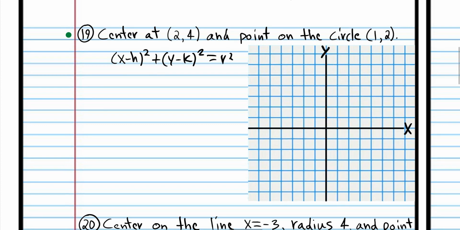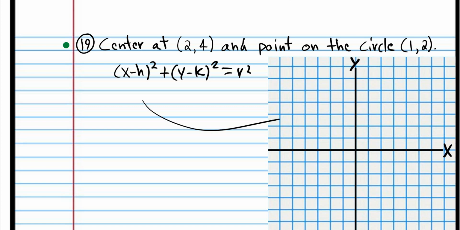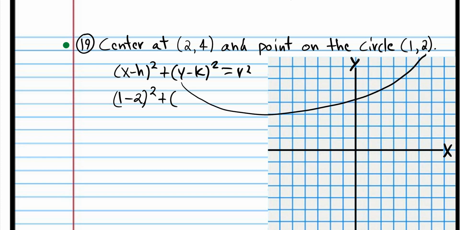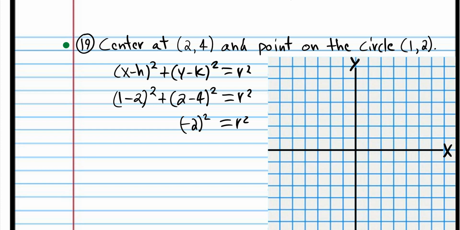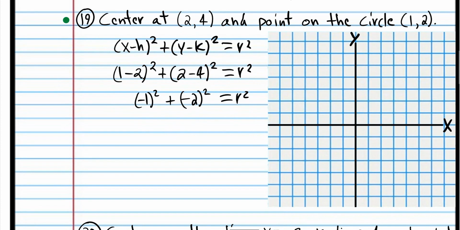Okay, we're back. So an x value of a point on the circle is 1. The x value of the center is 2. And the y value of the point on the circle is 2. And the y value of the center is 4. And we can use that information to find r squared. So we get 1 plus 4 is 5. So r squared is 5. So now we can write the equation. So x minus the x value of the center plus y minus the y value of the center is equal to r squared, which is 5.